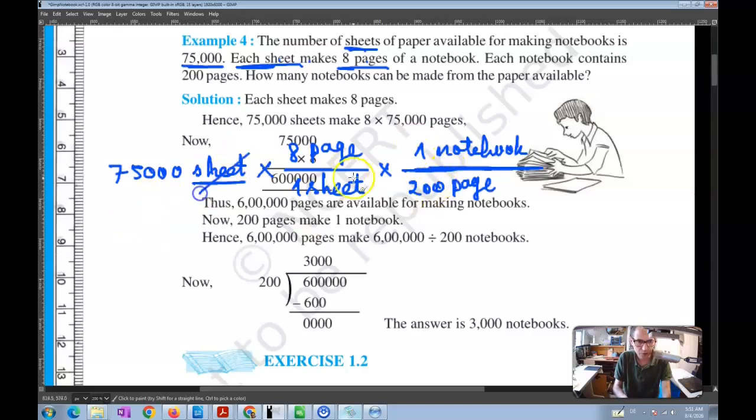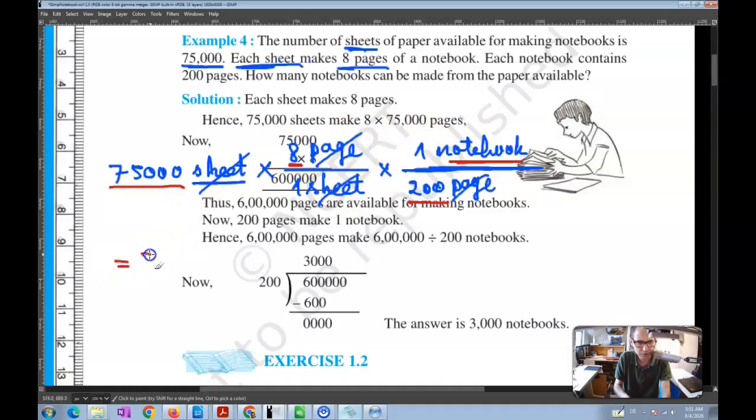So now sheet and sheet you can cancel out, page and page you can cancel out, and you have to be very careful with this, so as not to forget anything. You have a 75,000 here, you have an 8 over here, you have a 200 over here, and you have a notebook over here. Multiplying or dividing by 1 is not a problem, because whenever you multiply or divide something by 1, the value doesn't change, so you can just simply ignore them, right?